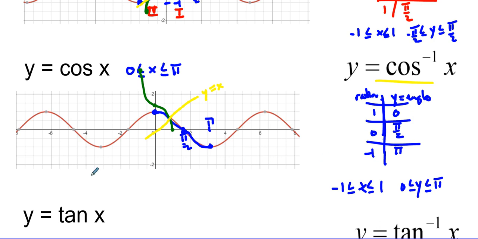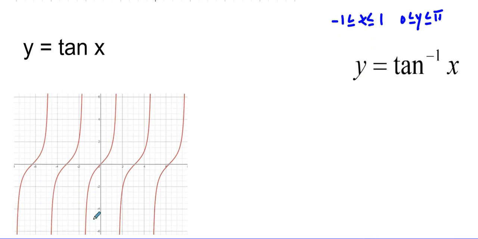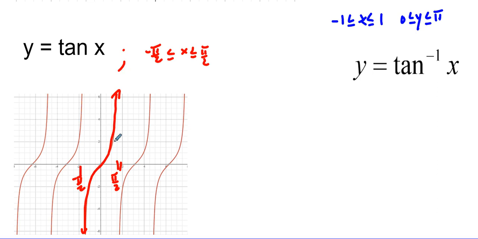Okay. And finally, what do we have for tangent? Well, good old tangent. If we take one tangent here from negative pi over 2 to pi over 2, we realize that one of these tangent graphs actually gives us a perfect one-to-one function. So if we just restrict this from negative pi over 2 to pi over 2, we'll have a one-to-one function we can use. Awesome.